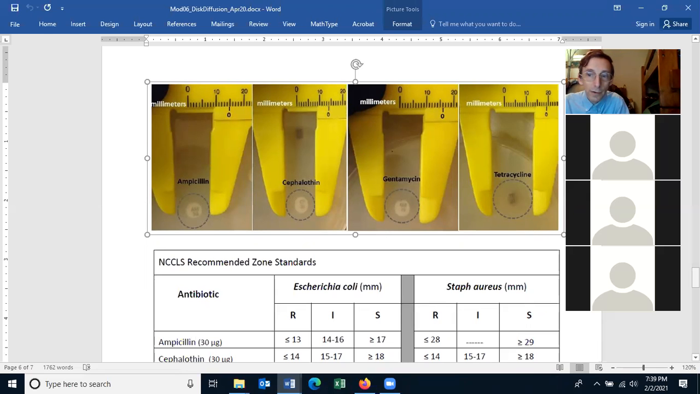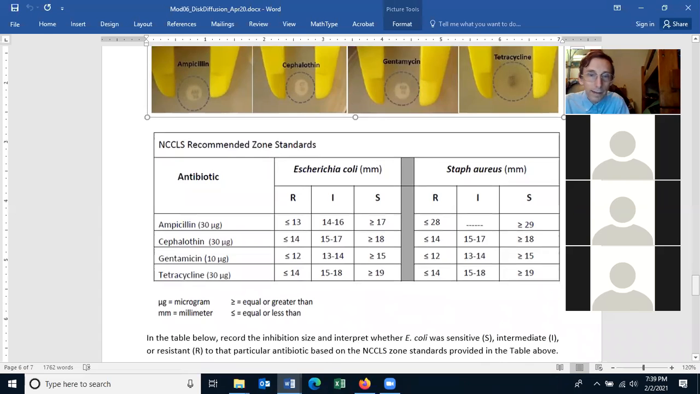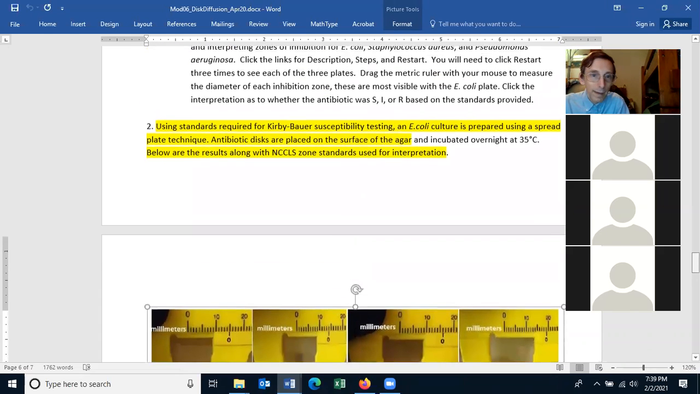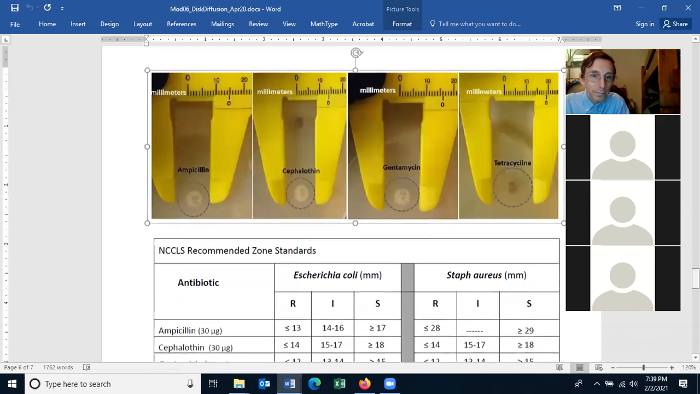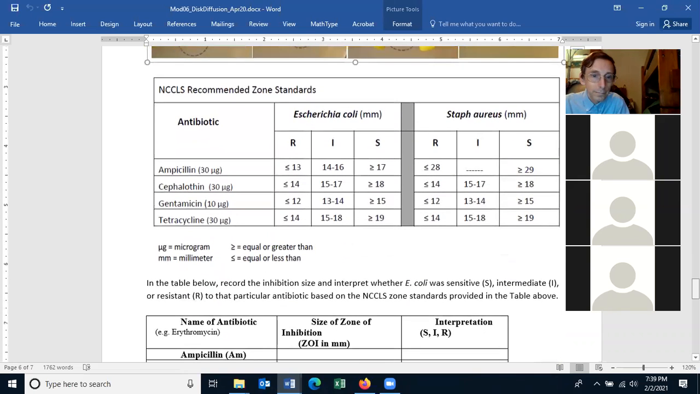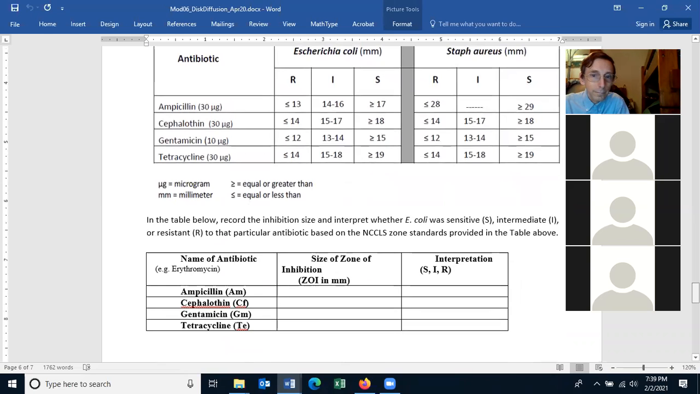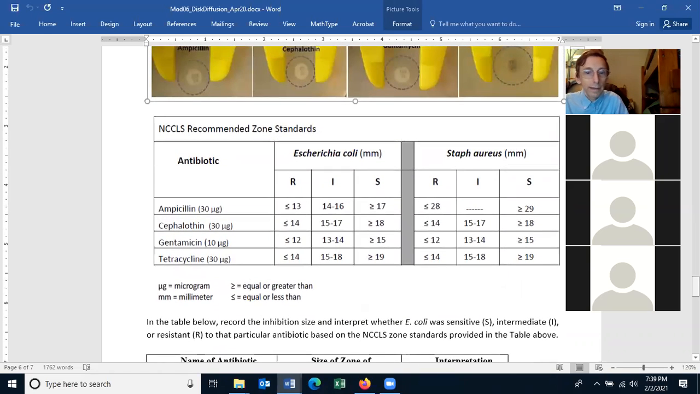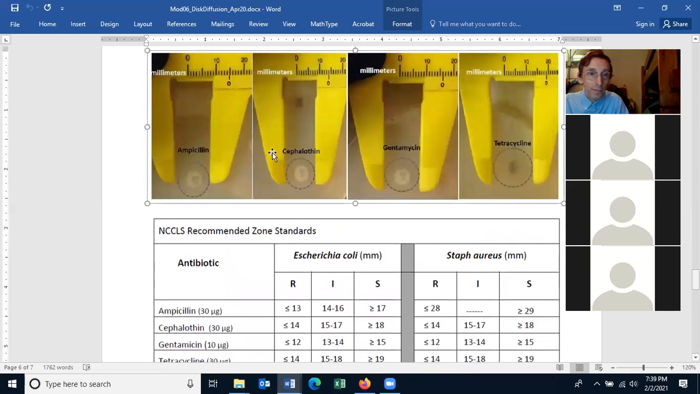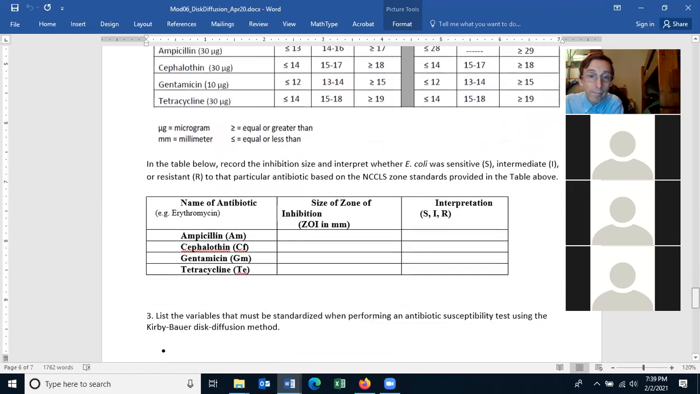And then come down to the table, and let's see, is that E. coli? I assume we're seeing E. coli here. Yes, it's E. coli. So for E. coli, 15 millimeters for ampicillin is intermediate. Any questions about that? Everyone's good on it. Okay.